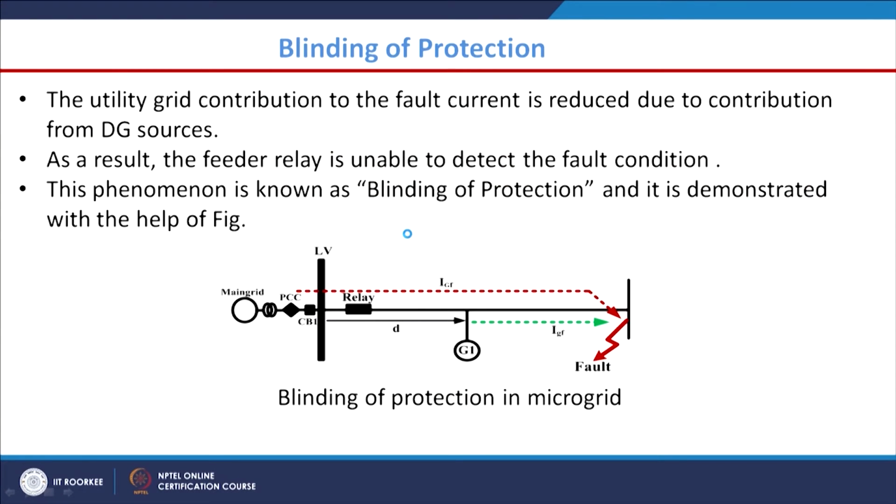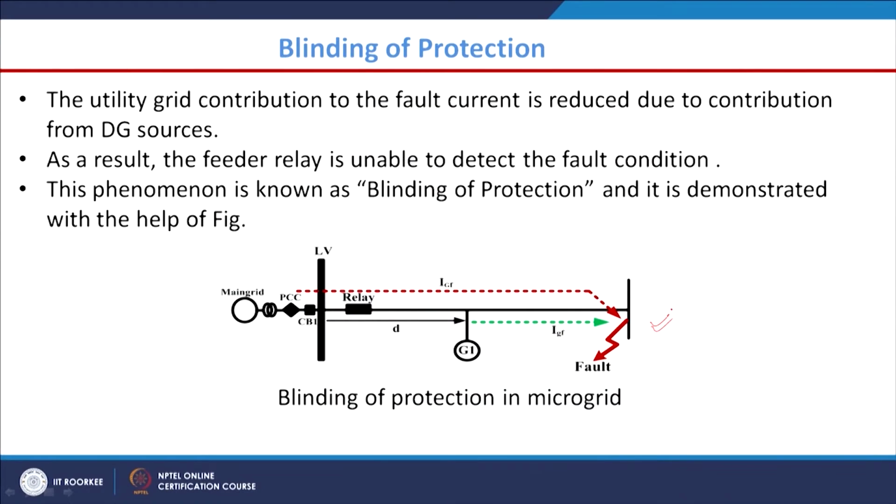Now, we have another issue, that is blinding of protection. What does blinding protection mean? In a microgrid system, let us say we are integrating many DGs throughout the feeder. Then what will happen to the fault current level, or resultant fault current? That is what blinding protection addresses. Let us take this particular picture.